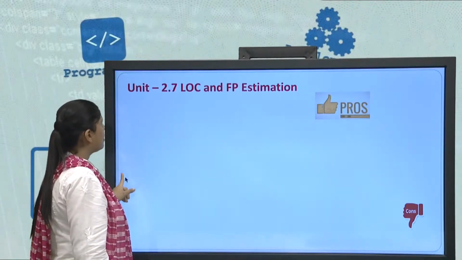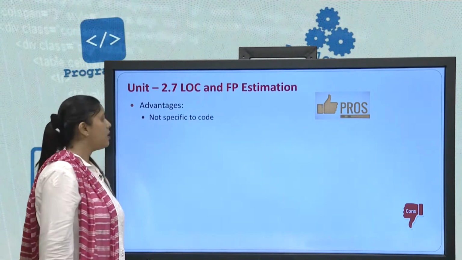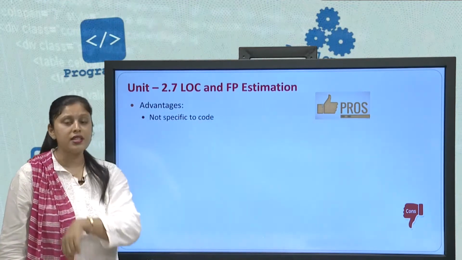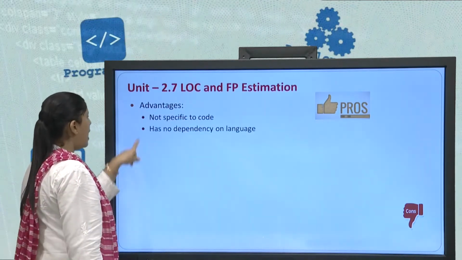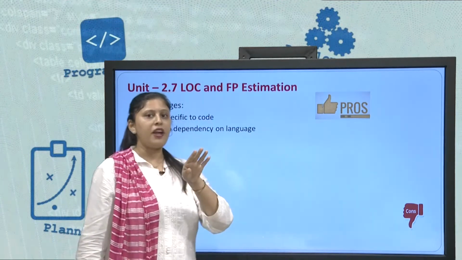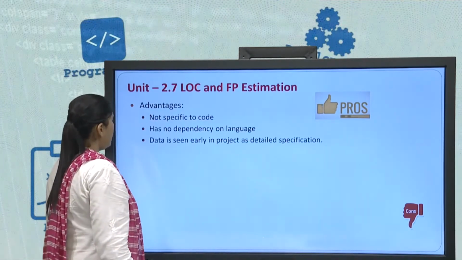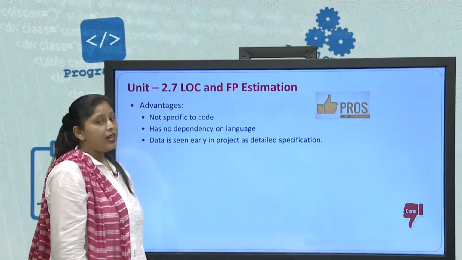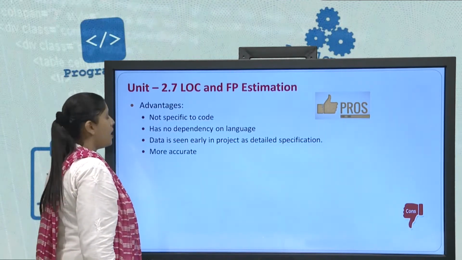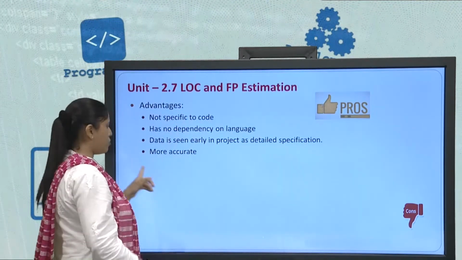So external inputs, external outputs, external and internal files, and the queries that you fire, all this comes under FP estimation. Let us look at the advantages and disadvantages of FP estimation. Advantages being, it is not going to be specific to code, it is going to be specific to the functionalities that my code is going to provide. It has no dependency on the language, be it XYZ kind of language, it is only going to focus on what kind of functionalities my product is going to serve. Data is seen early in the project as detailed specification. It is going to be very, very accurate, highly accurate, more accurate than my LOC approach, right.